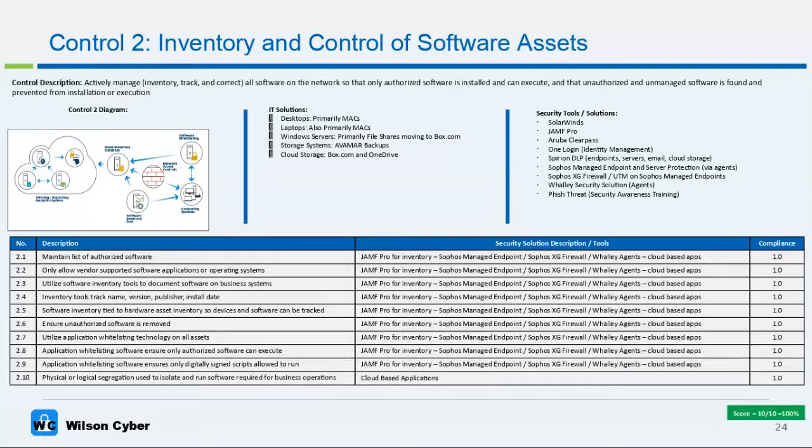Here we have 10 subcontrols for managing software, and primarily it was Jamf Pro for inventory, Sophos managed endpoint, XG firewall, and Wally agents for cloud-based apps that allowed them to reach 100% compliance with control number 2, which is managing their software assets.